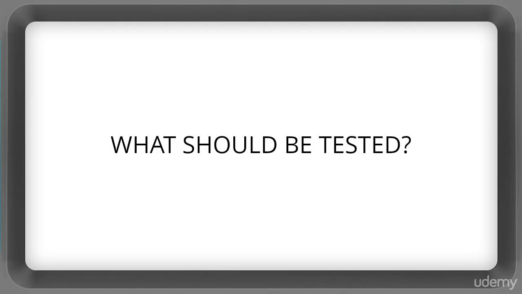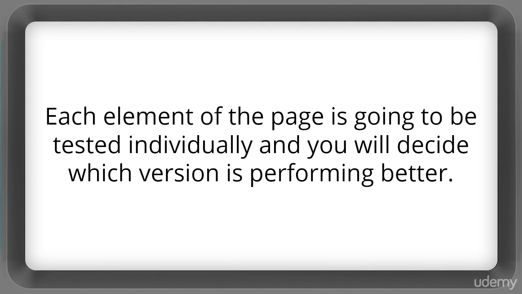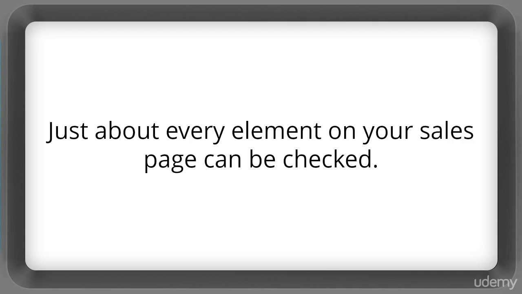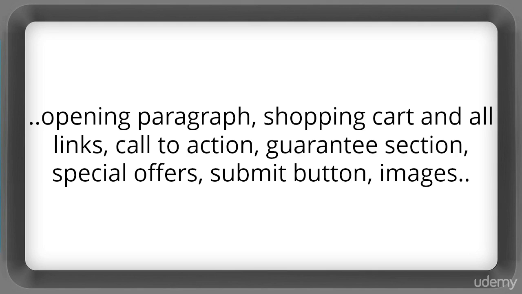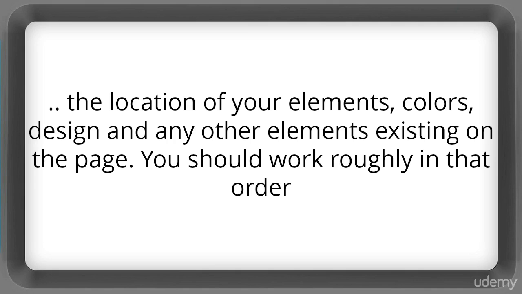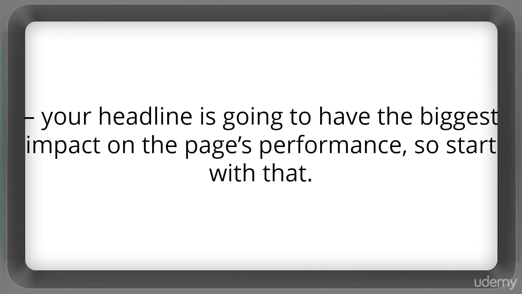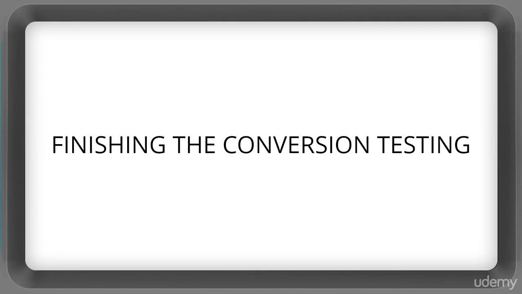What should be tested? Each element of the page is going to be tested individually, and you will decide which version is performing better. So what do you check? Just about every element on your sales page can be checked. Some of the important things you should test with the optimizer or other testing platforms are the headings and subheadings, opening paragraph, shopping cart and all links, call to action, guarantee section, special offers, submit button, images, the location of your elements, colors, design, and any other elements existing on the page. You should work roughly in that order. Your headline is going to have the biggest impact on the page's performance, so start with that. After testing multiple times, you will start picking and choosing which elements should be tested first for the highest level of effectiveness.